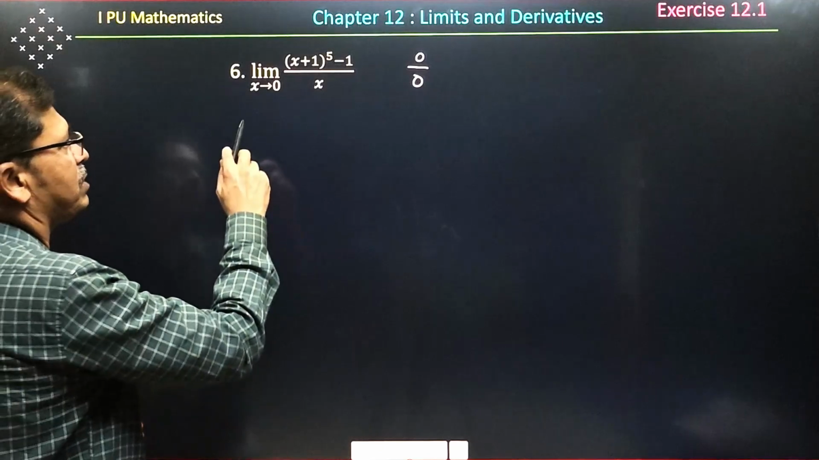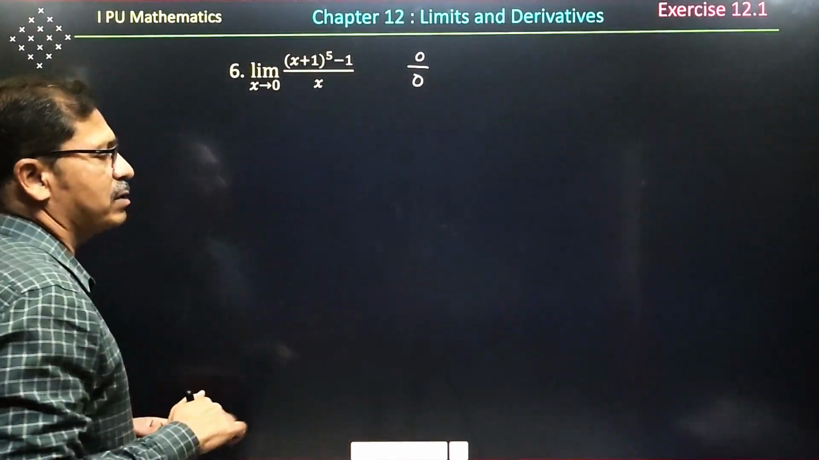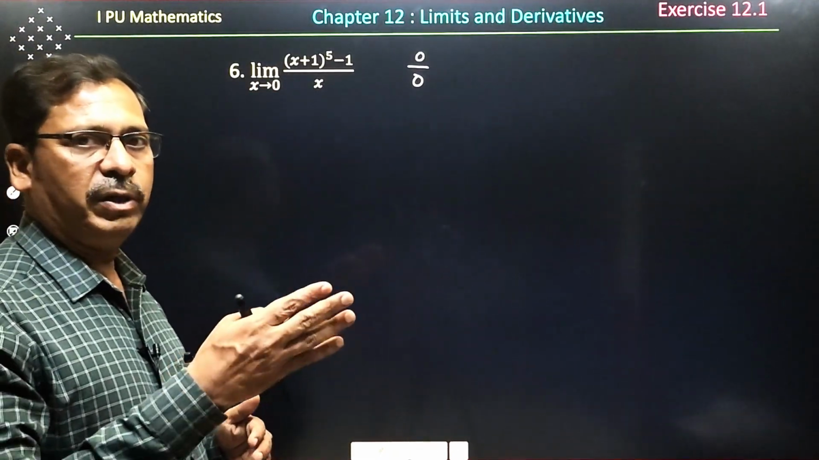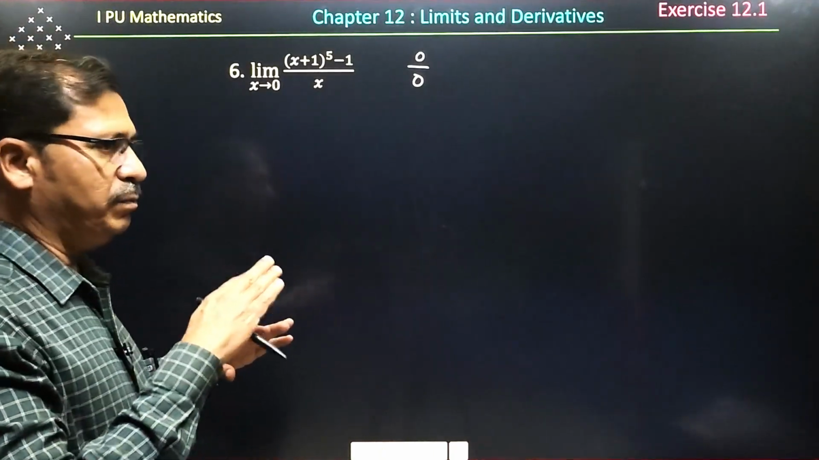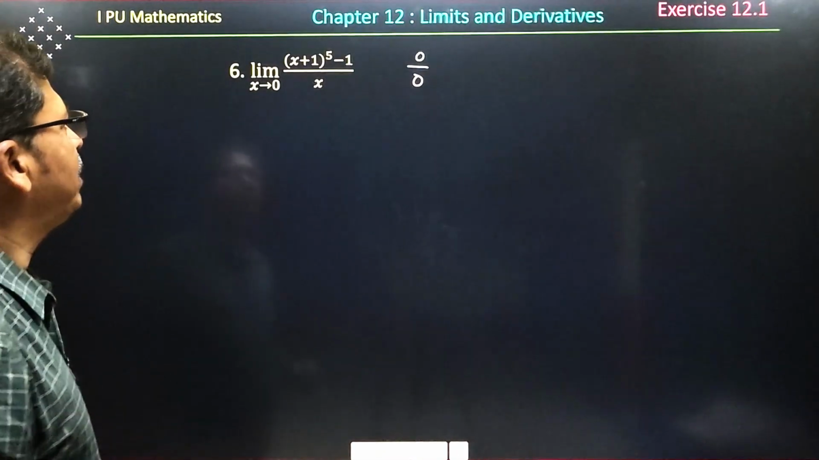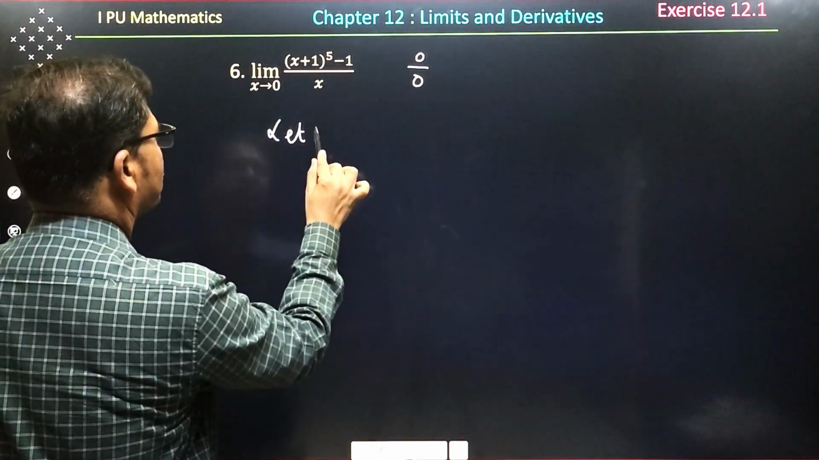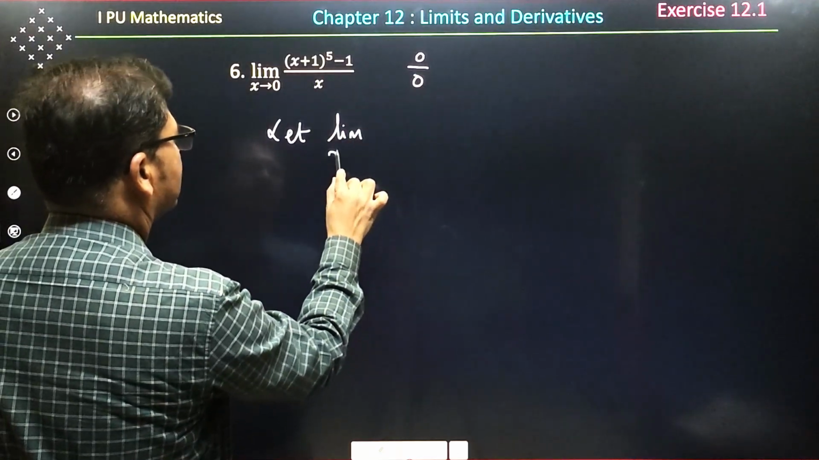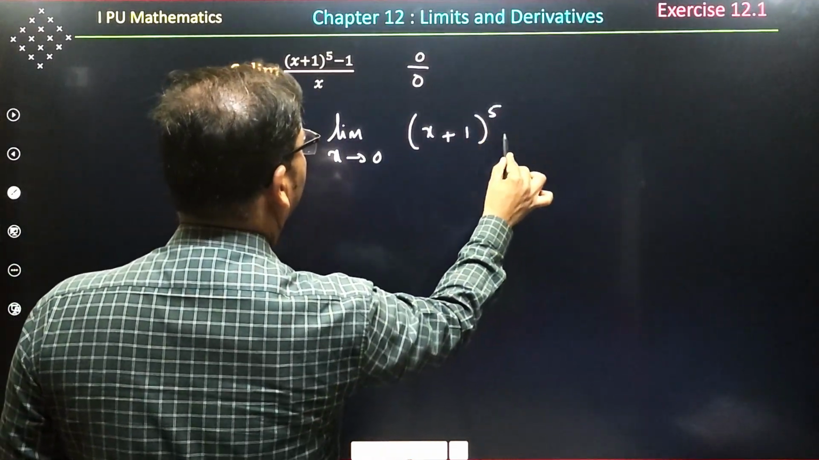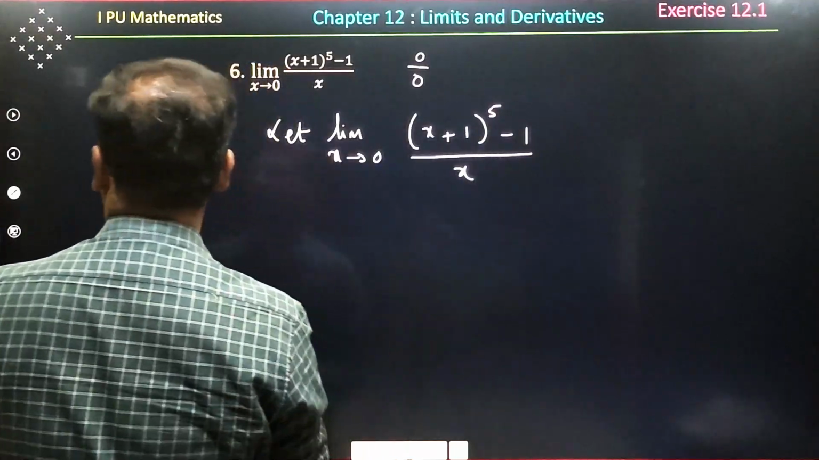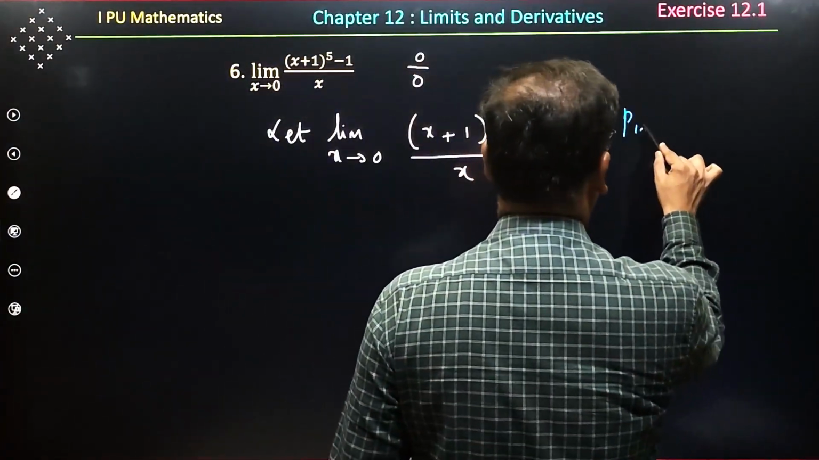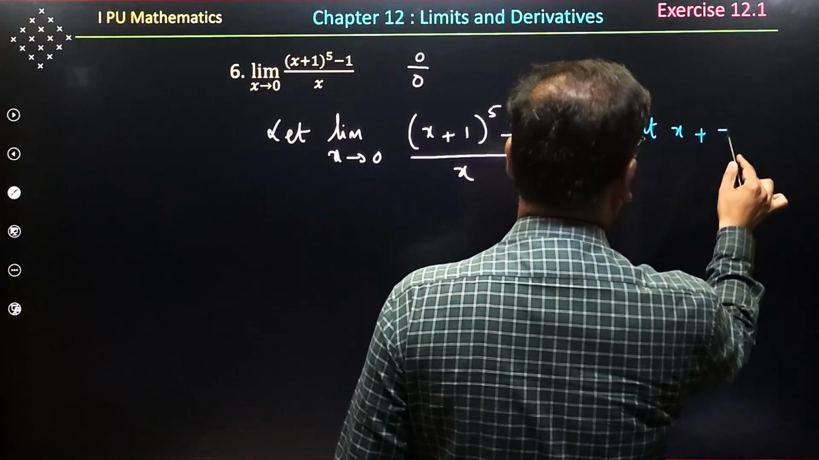See, x tends to 0 of x plus 1 to the power 5 minus 1, divided by x. There are two methods. You can expand x plus 1 to the power 5 using the binomial theorem, and if possible cancel x and then substitute the value, you will get the answer. That is one way. Otherwise, the substitution method and then apply the standard limit. Somewhat tricky, please concentrate carefully. I would like to substitute x plus 1 equal to y in this case.